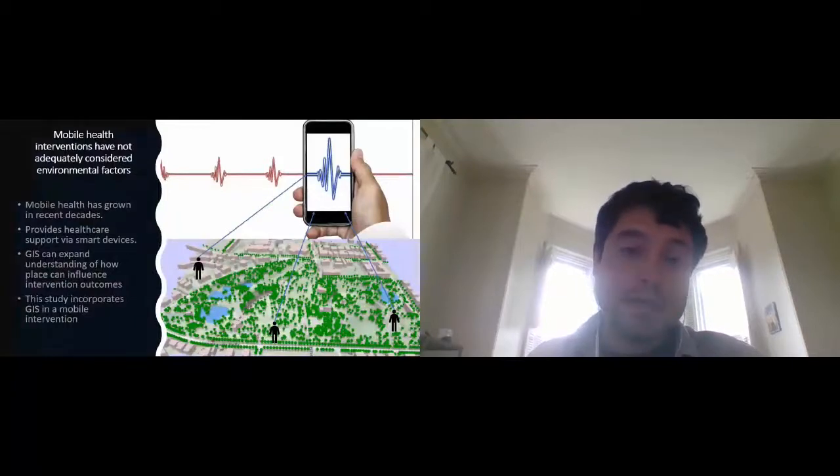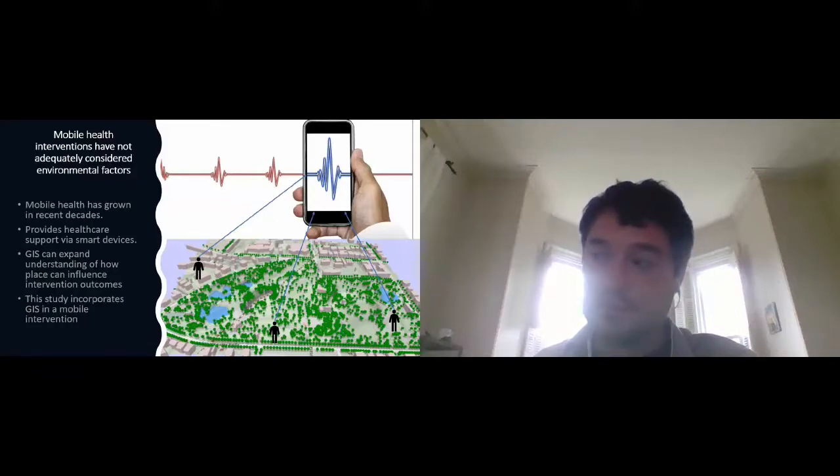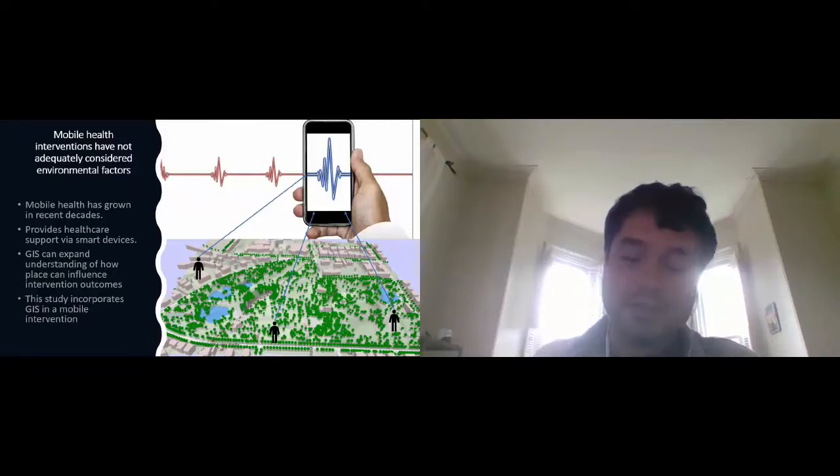So mobile health has expanded in recent years within the digital health sector. These interventions provide healthcare support via mobile technologies such as smartphones, tablets, and wearable smart devices. Although these mobile public health interventions provide real-time support, current studies using mobile interventions have not adequately considered environmental factors. The use of GIS can expand our understanding of how place characteristics can influence intervention outcomes. So we incorporated GIS in this mobile intervention to better understand how contextual differences in place, such as the home or frequented locations outside of the home, may sway intervention outcomes in this pilot study.